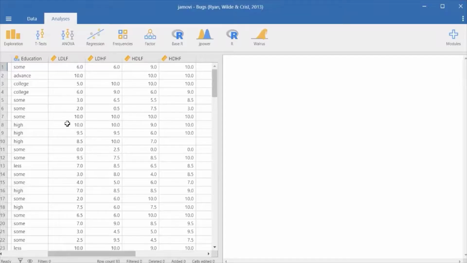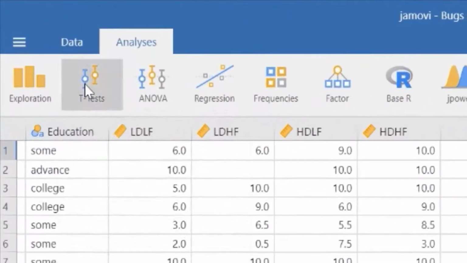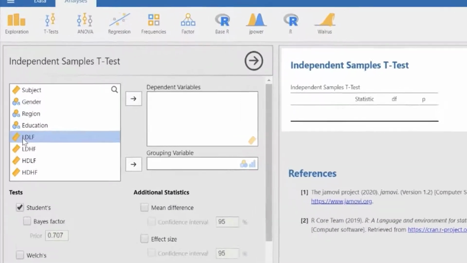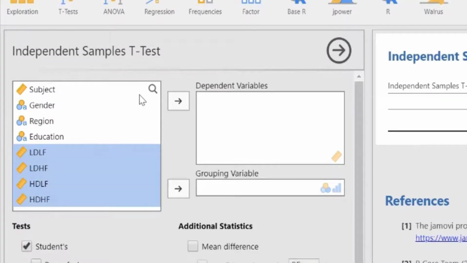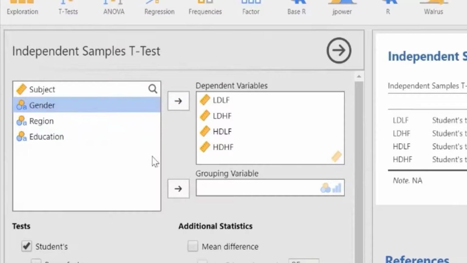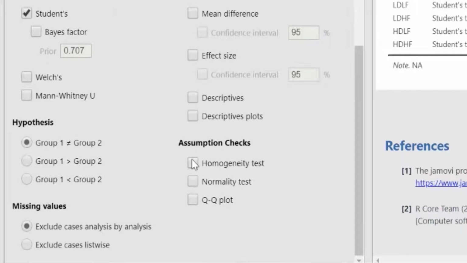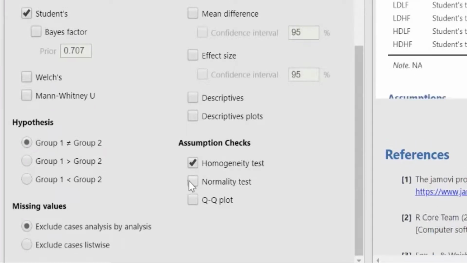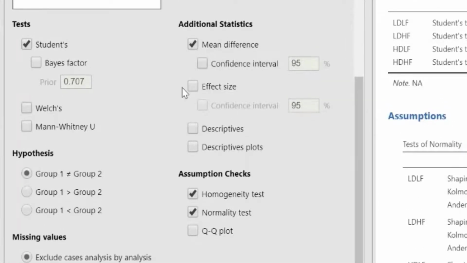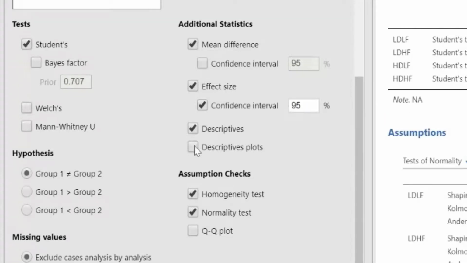To perform the independent samples t-test, click on t-test under the Analysis and Independent Samples t-test. Then select the 4 dependent variables and move them to the right-hand side. The independent variable gender will be selected as the grouping variable. Select the assumption checks for homogeneity and normality, as well as additional statistics such as mean difference, effect size with 95% confidence interval, descriptives, and descriptive plots.